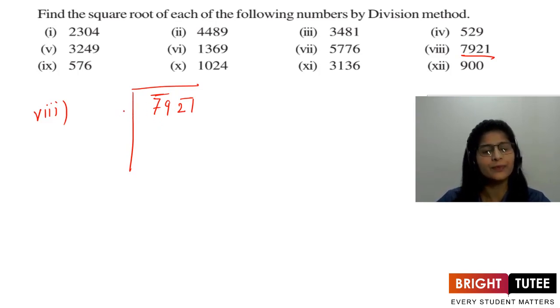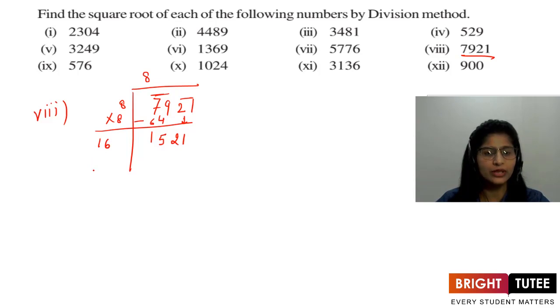Let's try with 8, right? So 8 8s are 64. Let's subtract it. 9 minus 4 is 5. Then 7 minus 6 will be 1. Clear? So what will we copy? We will copy 21. Double of 8 is 16. Right? So double of 8 we got 16.